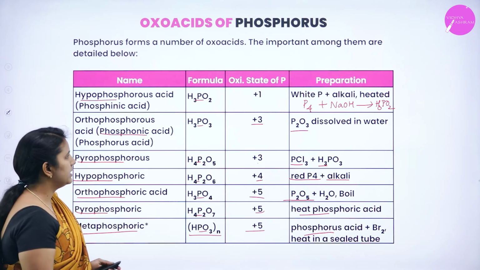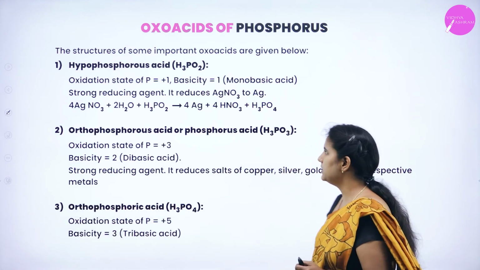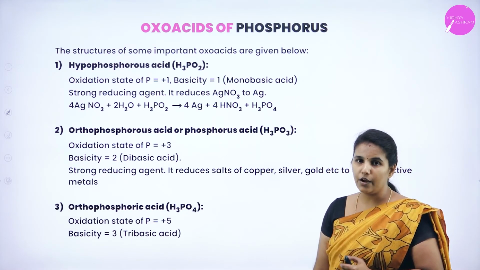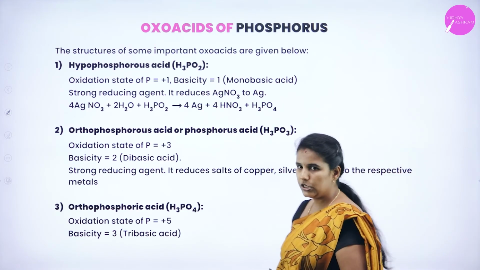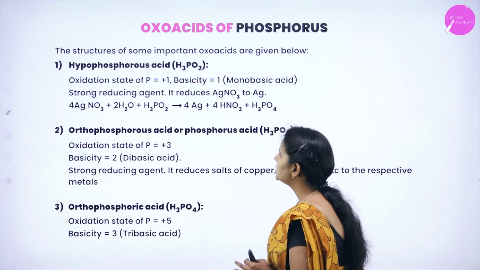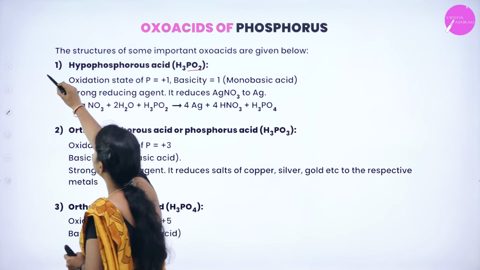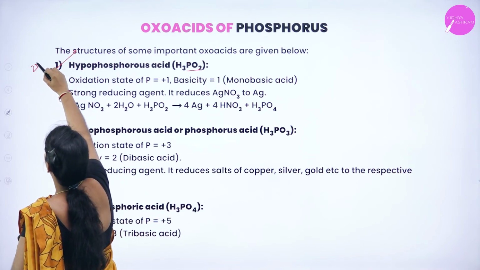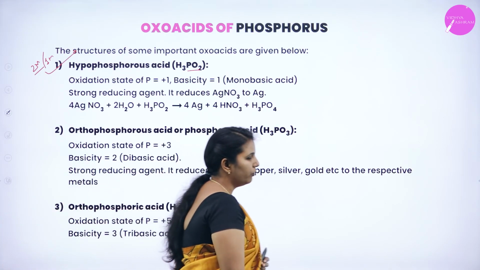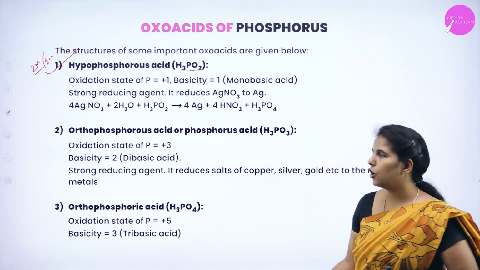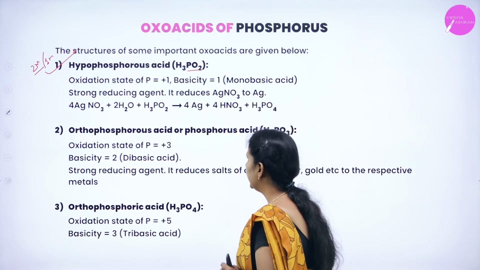Coming to the oxoacids of phosphorus, I have already told you that there are many oxoacids of phosphorus. Only the important ones I have mentioned, along with the structure. So hypophosphorous acid, and the formula is H3PO2. Why am I writing all these things? For the examination, for 2 marks or for 1 mark, they can ask you to write the structure of hypophosphorous acid or orthophosphorous acid or orthophosphoric acid.